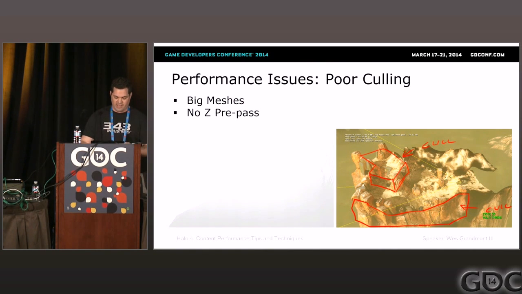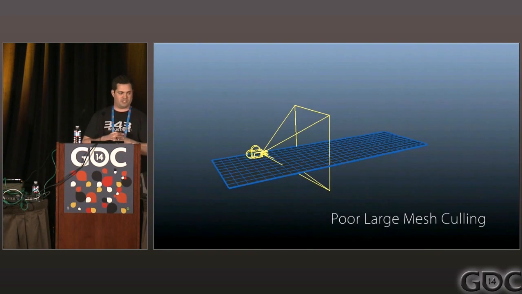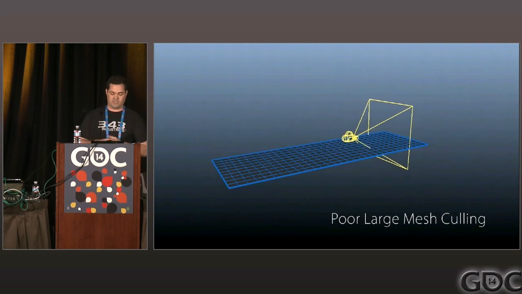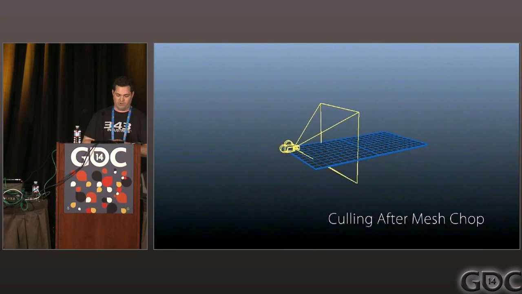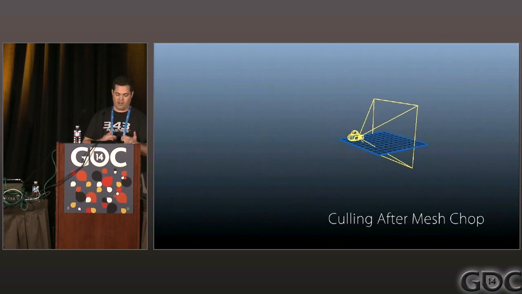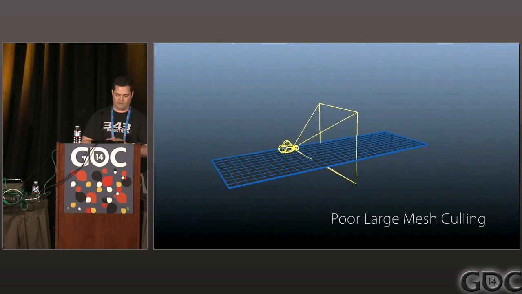This next video is going to show you the problem with big meshes. If you've got a really complicated mesh, like a terrain mesh or a big building, even when a little polygon's in view, we have to have the whole thing being processed, whereas if we chop it up, we can immediately start culling things out as they move out of the camera frustum.